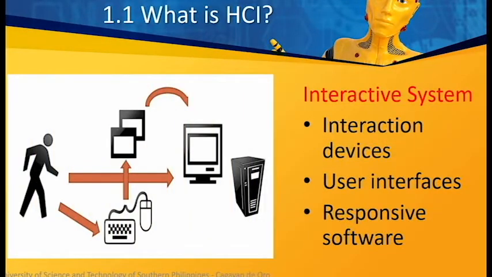Then we have the interactive system. An interactive system is composed of interaction devices, user interfaces, and responsive software. As you can see in the figure, the human interacts with the computer. So para maka-interact siya, you need these interaction devices like the mouse, the keyboard, then you also have your user interfaces and the responsive software. So may mga responsive software katong more response sa human needs.